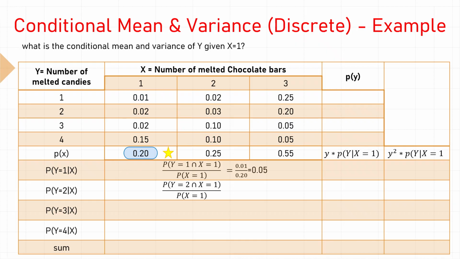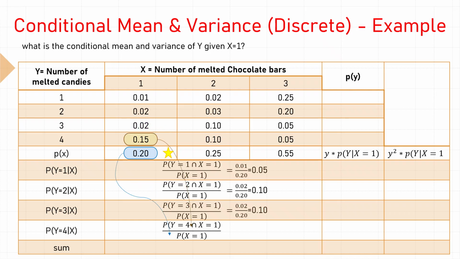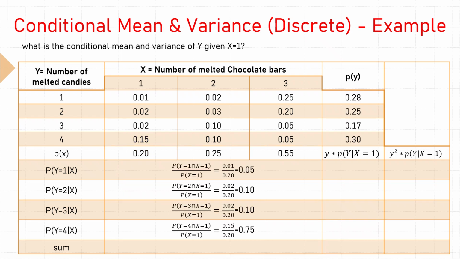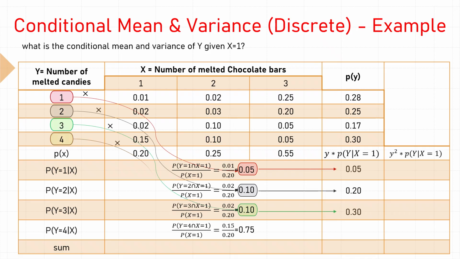Similarly, the conditional mass probability of y being 2 given x is 1 is the ratio of 0.02 and 0.2. The conditional mass probability of y being 3 given x is 1 is the ratio of 0.02 and 0.2. And finally, the conditional mass probability of y being 4 given x is 1 is the ratio of 0.15 and 0.2. Once we have the conditional probabilities, we can find the multiplication of each value of y by its corresponding conditional probability. The summation of these products gives us the conditional mean.